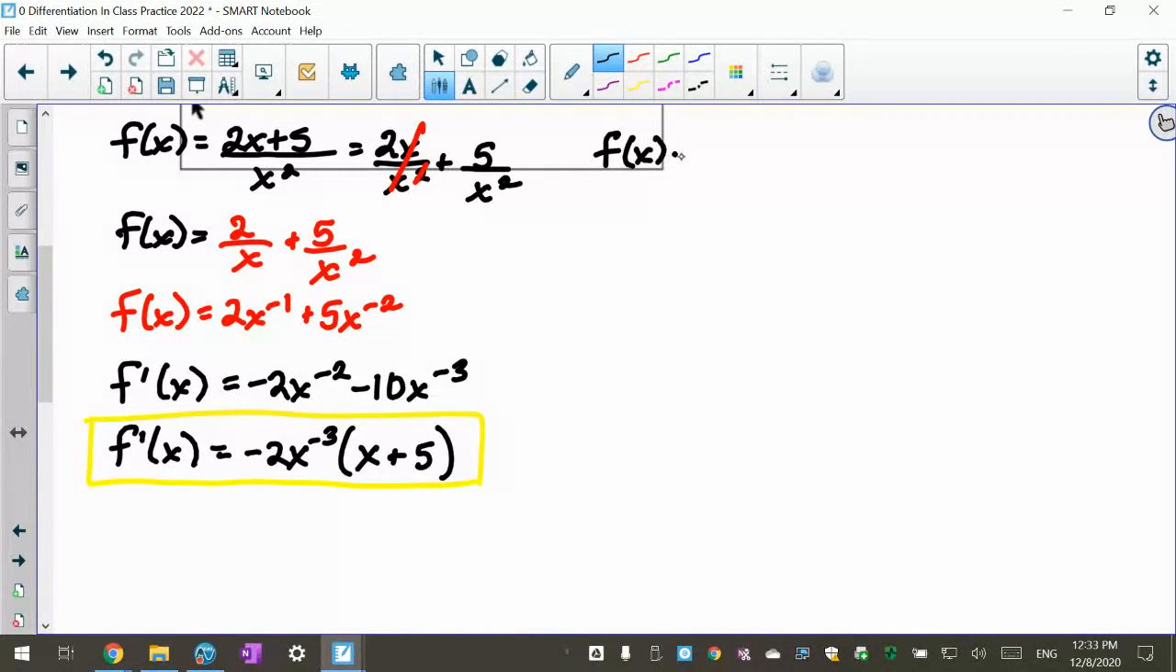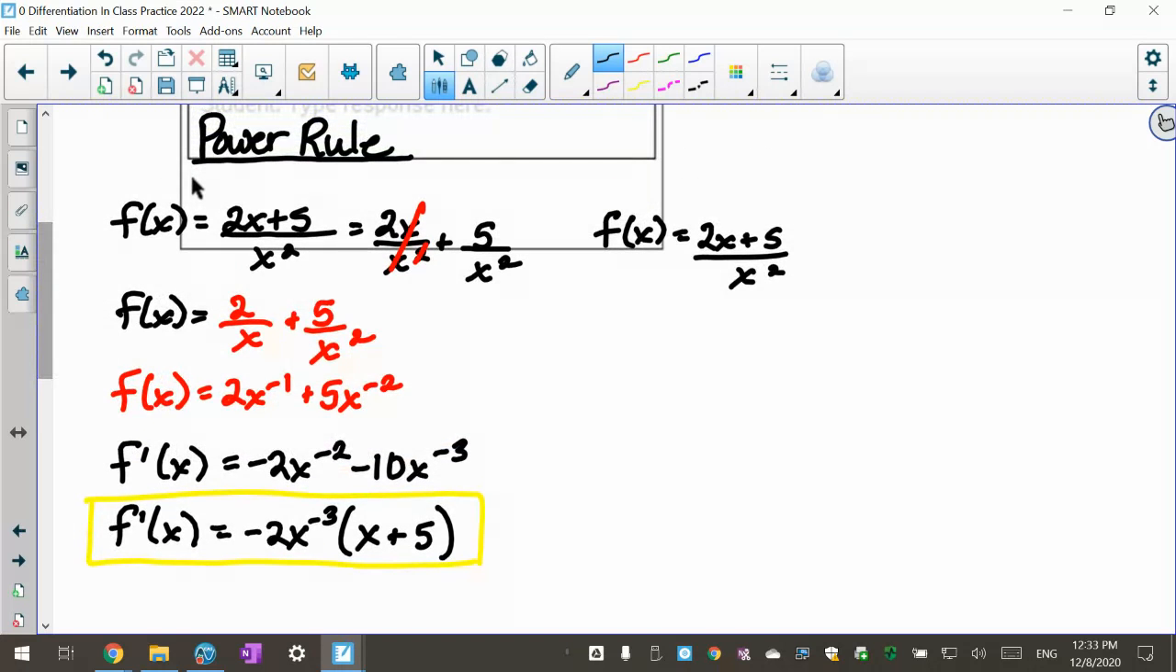as f of x equals (2x plus 5) over x squared. Now this one also, we can use with the product rule. Now if I'm going to use this with the product rule, I'm going to write it like this, x to the negative 2 times (2x plus 5). And we're going to use the product rule to complete this. So this is what we did in class. This is our f and our g. So I have two functions multiplied together.